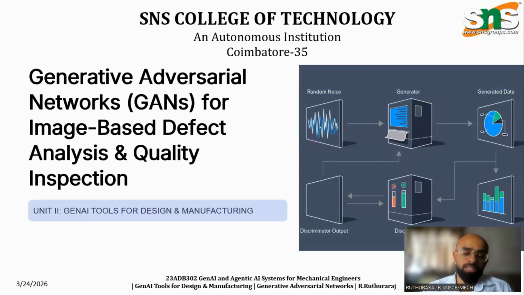So students, in continuation of our lecture on these image-based generative models, the next architecture which we'll see now is the Generative Adversarial Networks, GANs. So they are somewhat different when you compare with the VAE or AE. They are called adversarial models.